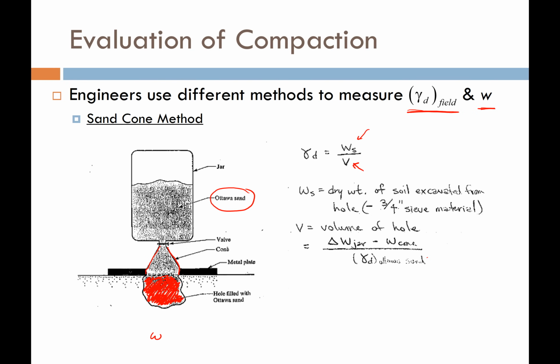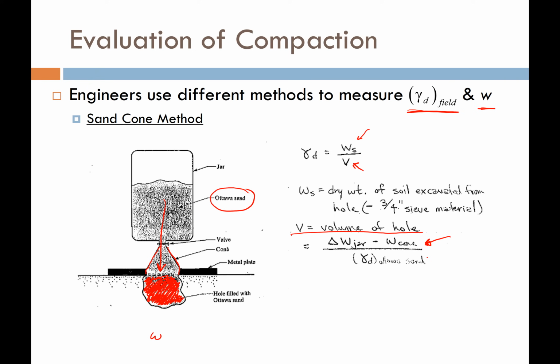If we take this bottle and the cone and we weigh it before we put sand in the hole, so we get a total weight, and then we stick it over the hole we dug and we fill it with sand. So some sand is going to go down into the hole that we dug. After we fill the hole, we weigh our bottle and the cone again. And the difference, the amount of sand that we lost, is going to be the amount of sand that went into the hole. And if we know the unit weight of that sand that went in the hole, we can compute the volume of the hole simply by taking the change in the weight.